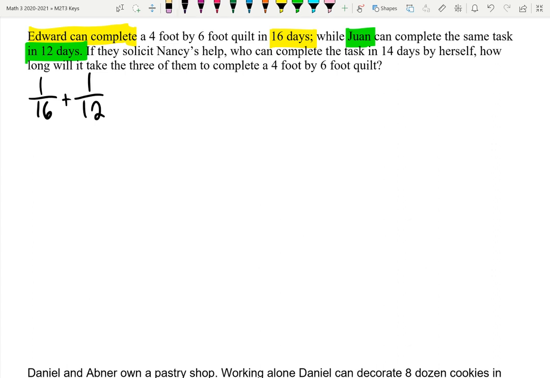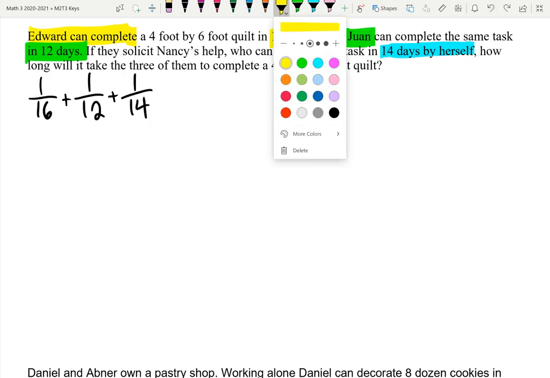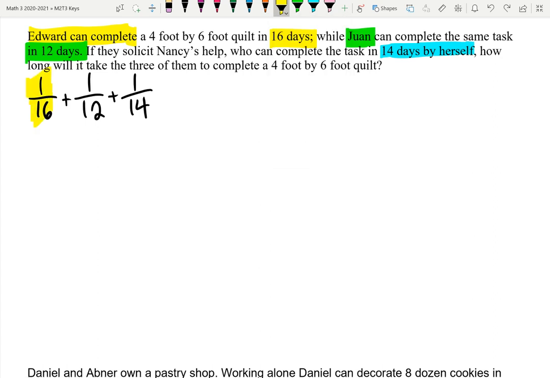Oh, I forgot about Nancy. If they solicit Nancy's help, she can complete it in 14 days by herself. So 1 over 14. So you can see where I get each piece of information is from a separate bit. They are completing one quilt, and they're just simply asking how many days. One quilt in 16 days, one quilt in 12 days, one quilt in 14 days, and how long would it take together to complete a quilt?